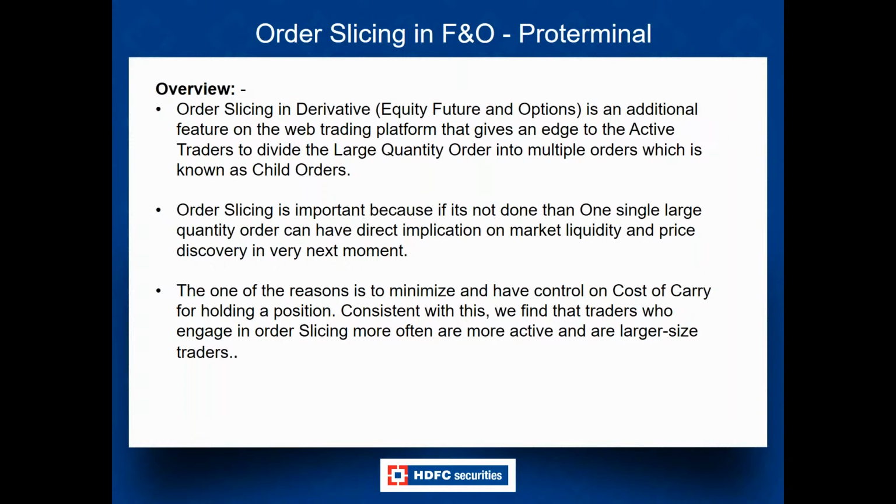One of the reasons is to minimize and have control on the cost of carry for holding a position. Consistent with this, we find that traders who engage in order slicing more often are more active and larger size traders. You must be knowing that in Nifty and Bank Nifty, the exchange has a threshold limit, and above that you cannot place any order as a single order. But with order slicing, you can place a large quantity order, then break it down into multiple orders and execute them in the exchange.